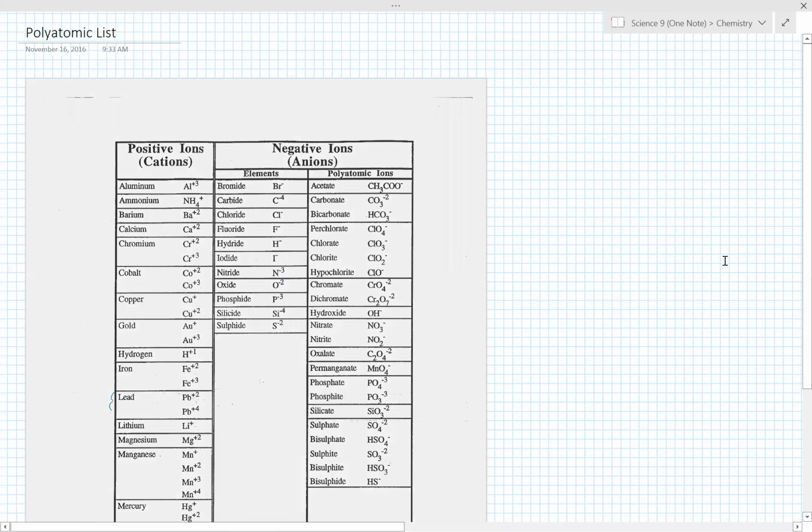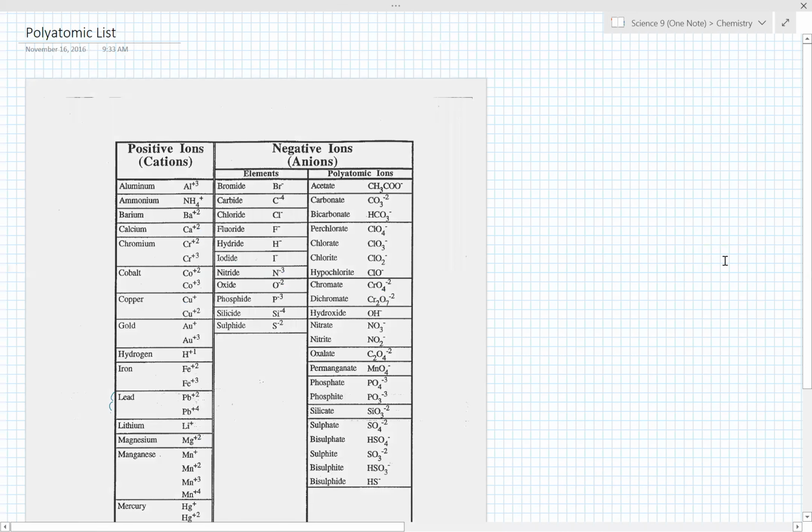If you take a look at the periodic table, you will notice that elements like copper have 2 charges. Nickel has 2 charges. Iron has 2 charges. You notice a lot of these have 2 charges. Manganese here has 3 charges. So which one do we use?